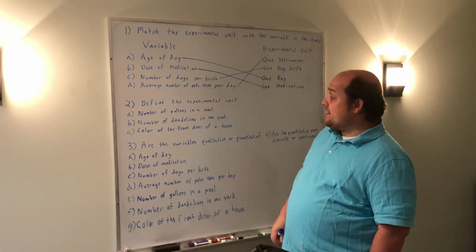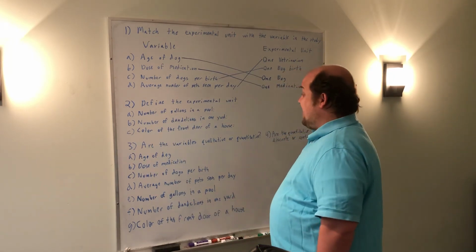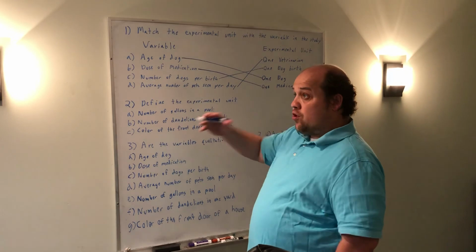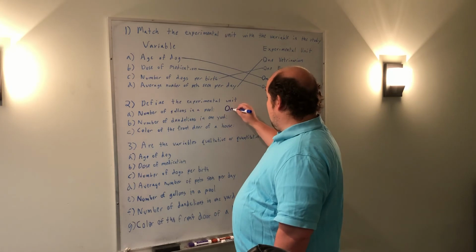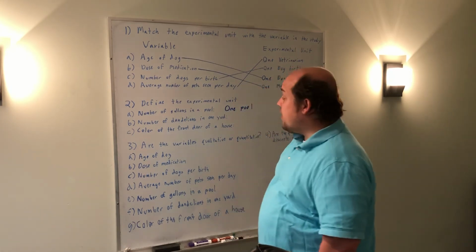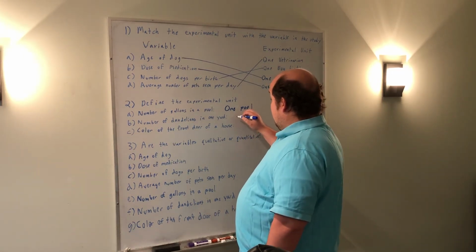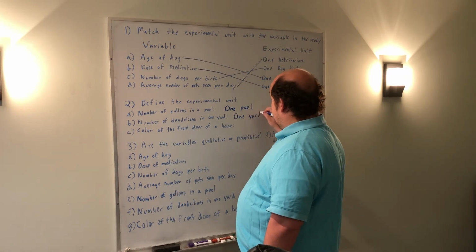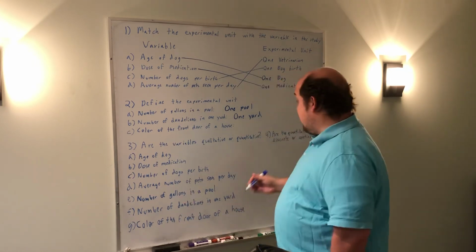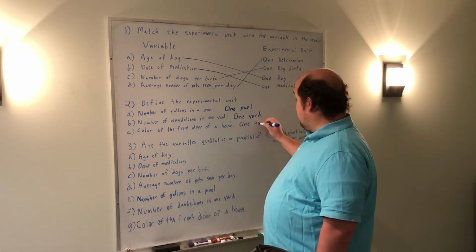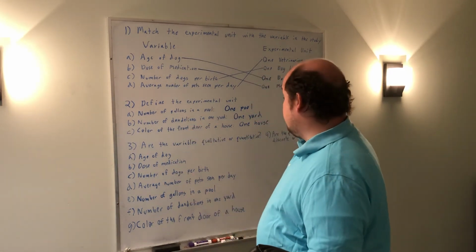For number 2, we're asked to define the experimental unit where we don't have choices. So basically, if I'm looking at number of gallons in a pool, I have to think, if I'm going around trying to find the average gallons in a pool, where do I get one piece of information? That would be from one pool. If I'm trying to find the number of dandelions per yard, I would get information about how many dandelions were in one yard at each time. The color of the front door of a house, there are a couple acceptable answers here. I meant it to be one house that I get the information from, but if you decide to say one front door, that'd be absolutely fine given the way that it's worded.